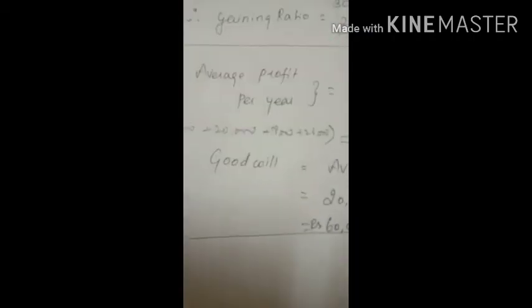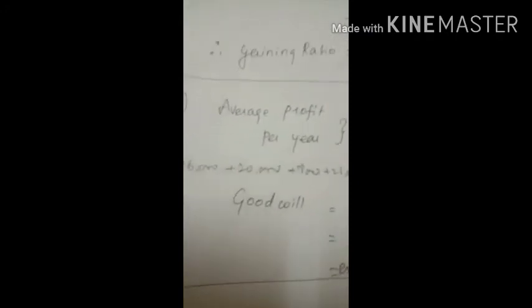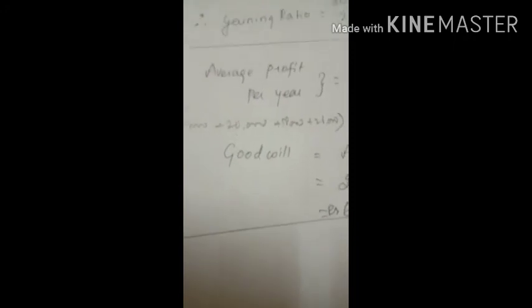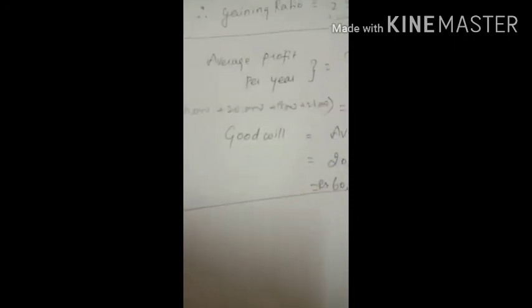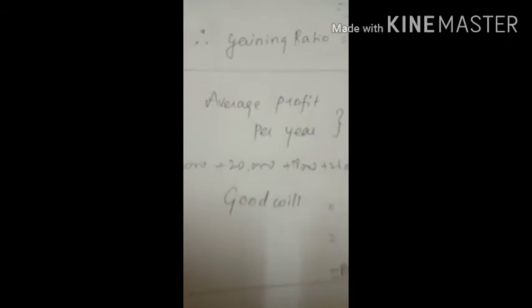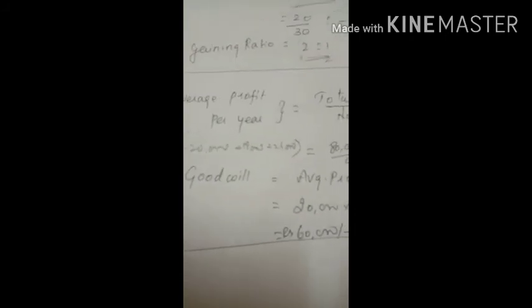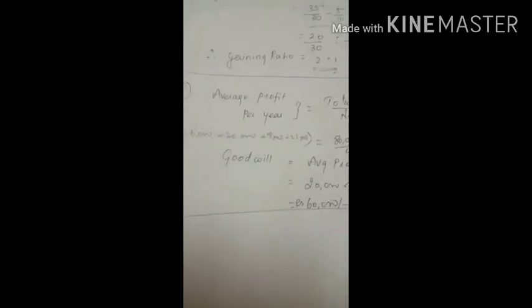Now let us see how to calculate the value of goodwill based on the average profit method. This is the first sum we are going to see. We have seen the formulas that are used to calculate value of goodwill. The first method is the average profit method. They have given 4 years of profit: 16,000, 20,000, 18,000 and 26,000. These are the profits for 4 years of the company.